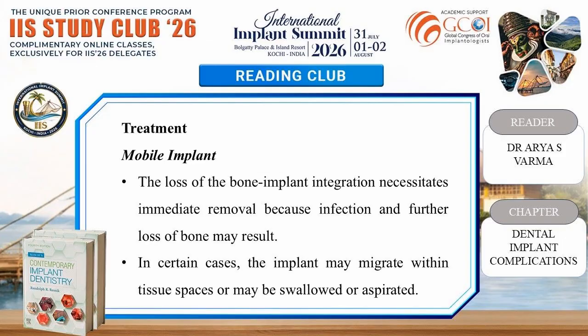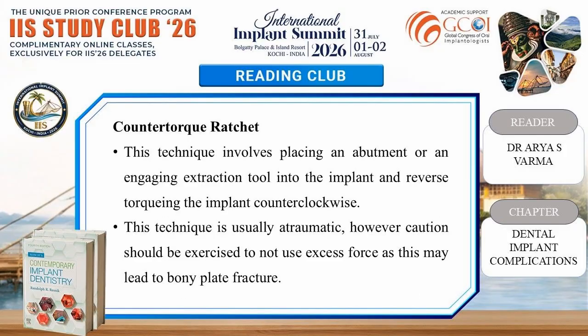Treatment. Mobile implant. The loss of bone implant integration necessitates immediate removal because infection and further loss of bone may result. In certain cases, the implant may migrate within tissue spaces or may be swallowed or aspirated. Counter torque ratchet. This technique involves placing an abutment or an engaging extraction tool into the implant and reverse torquing the implant counterclockwise. This technique is usually atraumatic. However, caution should be exercised to not use excess force as this may lead to bony plate fracture.